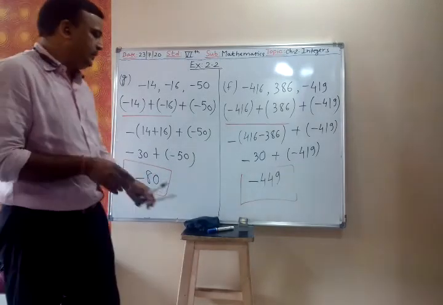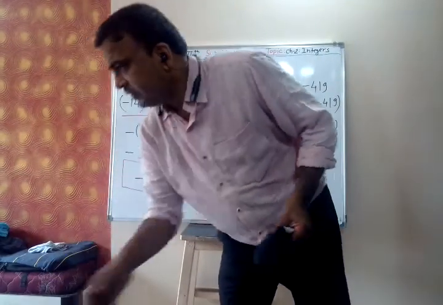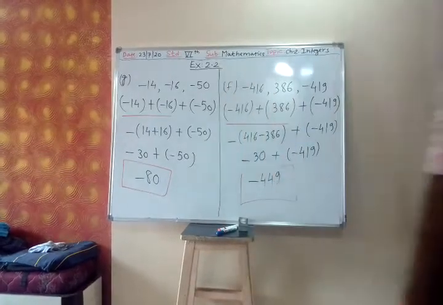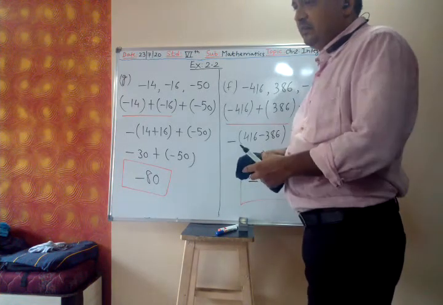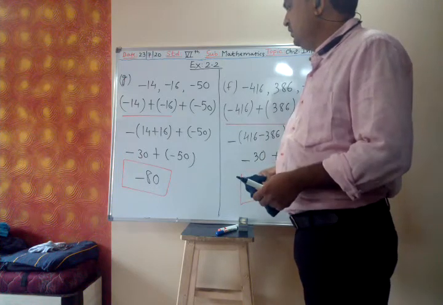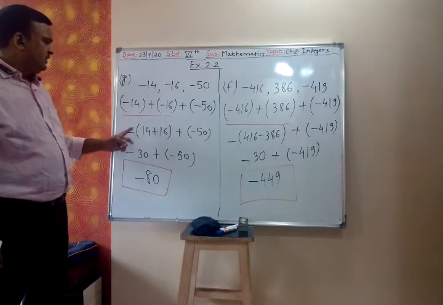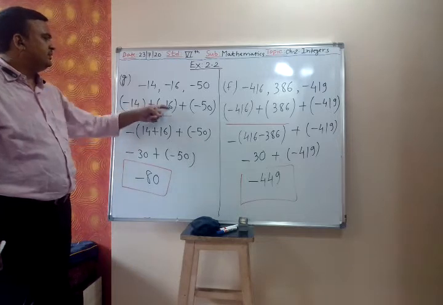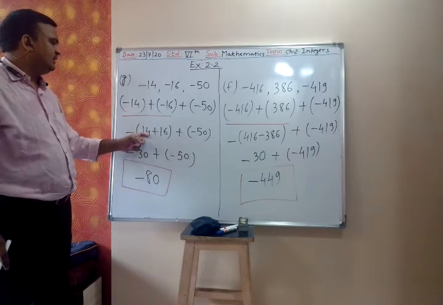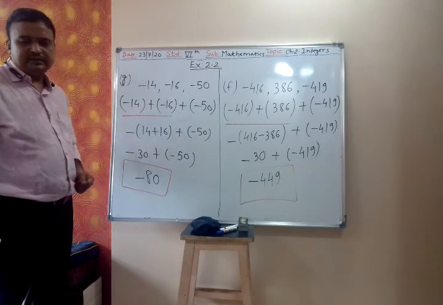Minus minus means same sign, you have to add the number. This is minus minus, I have written minus and add the number. 14 plus 16 is 30. You can directly write 30. Instead of writing 14 plus 16, you can directly write 30, no problem.